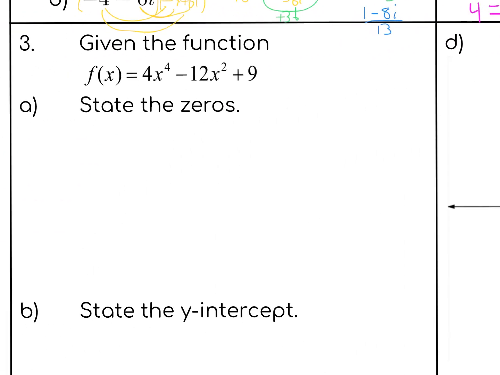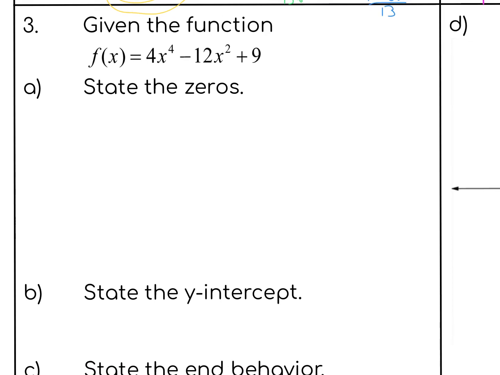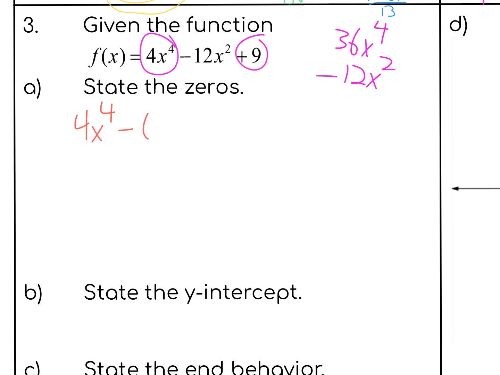Given the function, state the zeros. That looks like I might be able to factor it, so let's go ahead and try. 4 times 9 is 36x to the 4th. Middle term is -12x squared. Come up with things that multiply to 36 and add to -12. That feels like 6 and 6, right? So we're going to split that middle term. 4x to the 4th minus 6x squared minus 6x squared adds to -12, multiplies to positive 36.